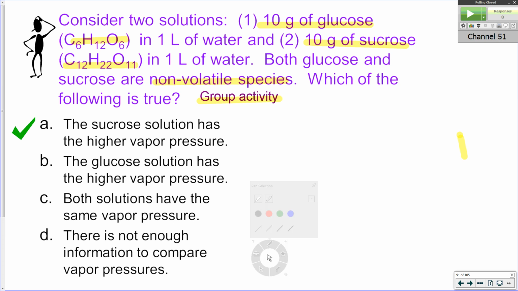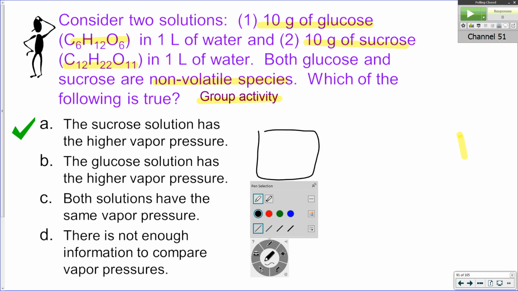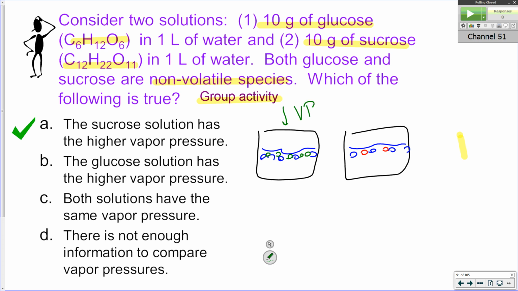If you want to think visually about what that's saying, there's 10 grams of it, so it's got the water in here. You've got the water molecules on the surface. The one that weighs twice as much doesn't have as many particles compared to the one that weighs half as much. So you have twice the number of particles on the surface. This one has a lower vapor pressure. This one has fewer particles on the surface, so it has the higher vapor pressure.